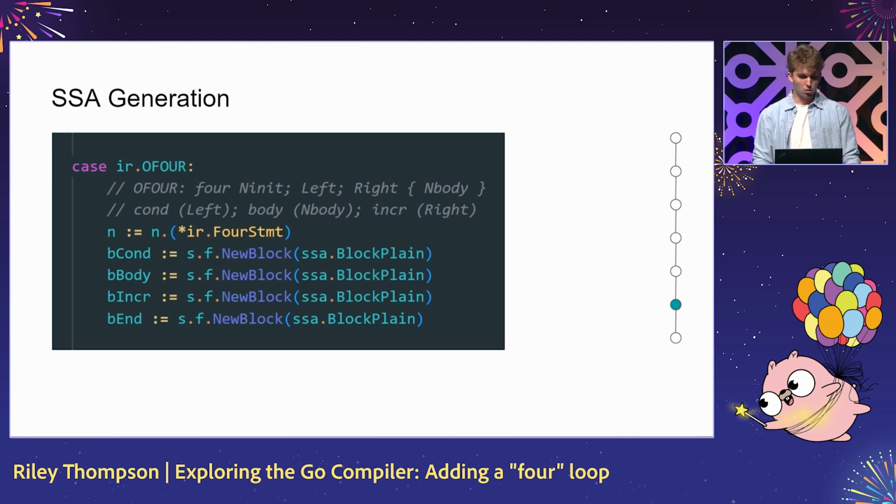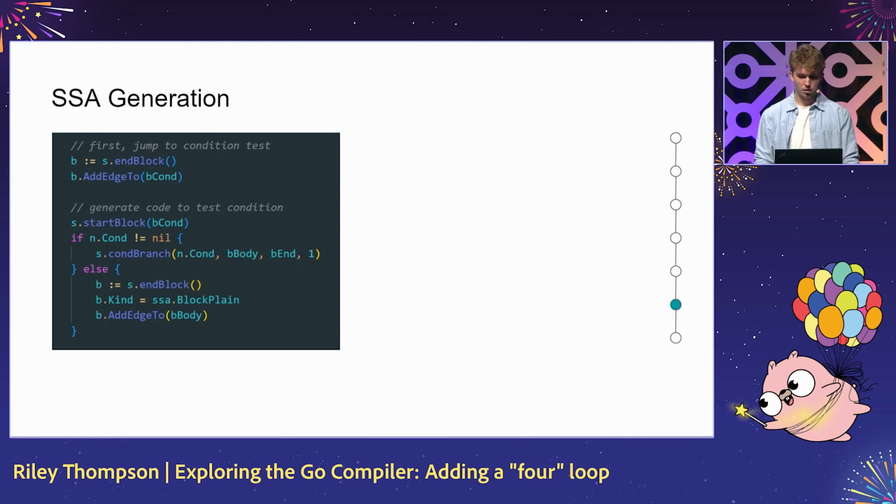Okay, so what does the code actually look like to go from our AST to SSA form? The first thing we need to do is create 4 blocks. One for the loop condition, one for the loop body, one for the increment statement, and an end block that will let us escape from the loop. Once we have our 4 blocks initialized, we can start linking them together to create the control flow graph.